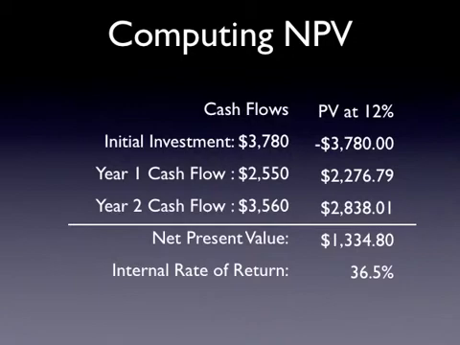So let's go through the present value calculations now. The cash flows are $3,780. That's negative. That's an outflow of the initial investment. Year 1, $2,550. Year 2, terminal value and operating cash flows, $3,560. Take the present value of each of those at 12%. The net present value is the sum of those PVs, $1,334.80. And that gives us an internal rate of return of 36.5%. And I found that number using the Excel IRR function. So that's a real basic net present value analysis with tax ramifications, differential depreciation expense, and so on. Thanks a lot.